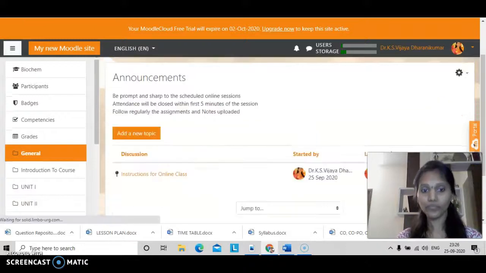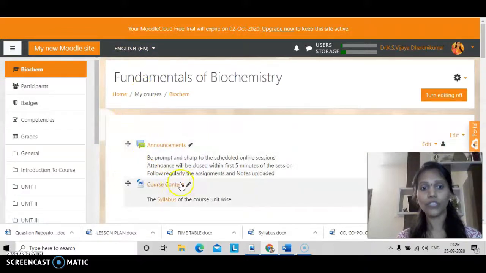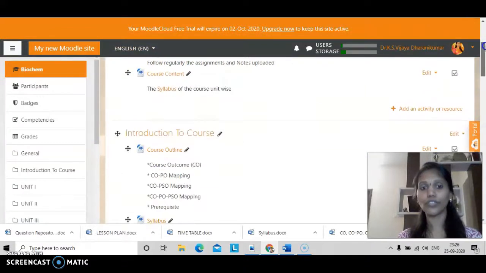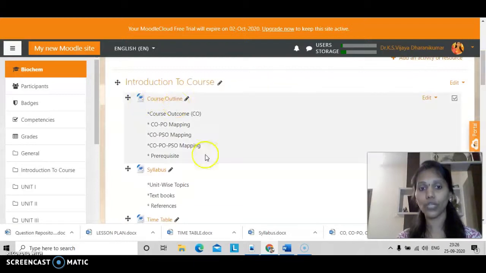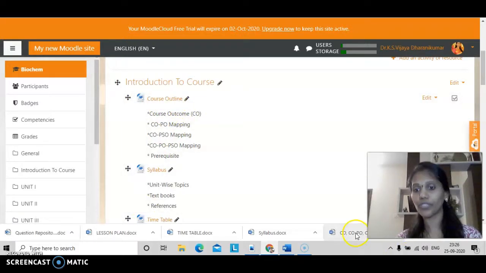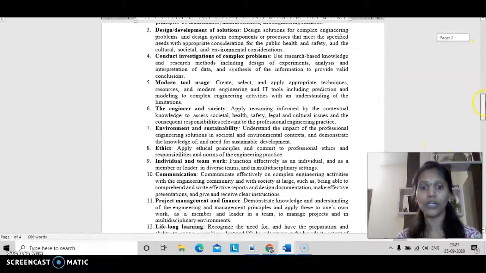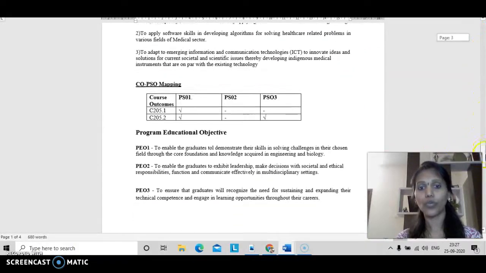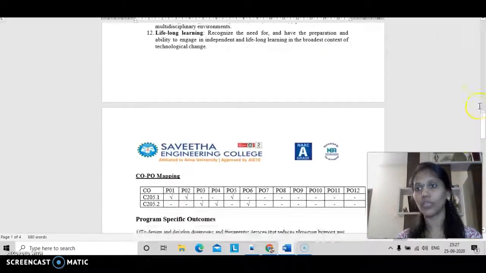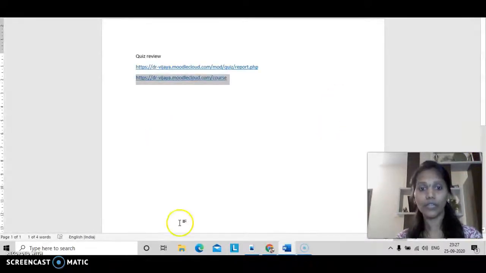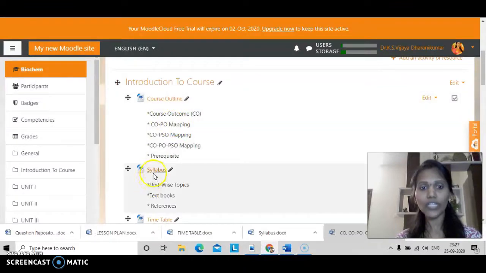The next one is the introduction to the course: course outline, syllabus, timetable, all that is given. For the time being, I have just downloaded a course outline. If you click on the course outline, you can see all the details like the prerequisites needed. This is a course outcome. I have given the mapping of the course outcomes with POs, mapping of CO with PO, all that is given here. And then coming back, I've also given the syllabus.